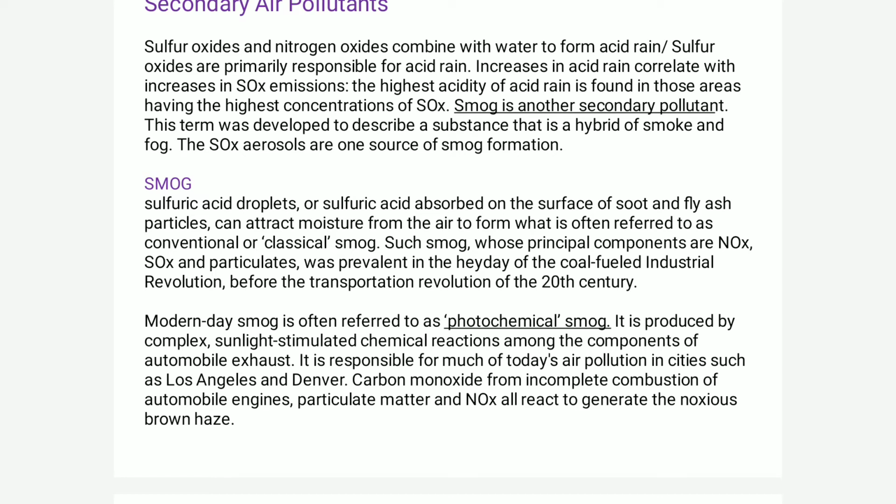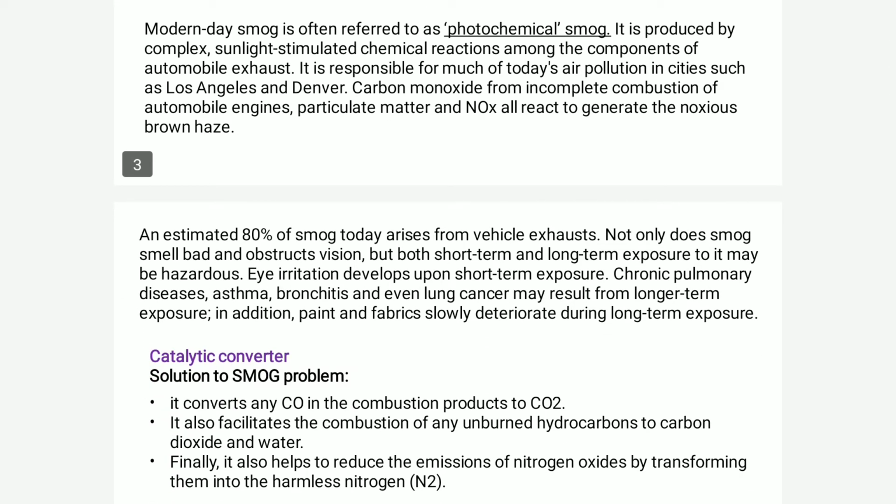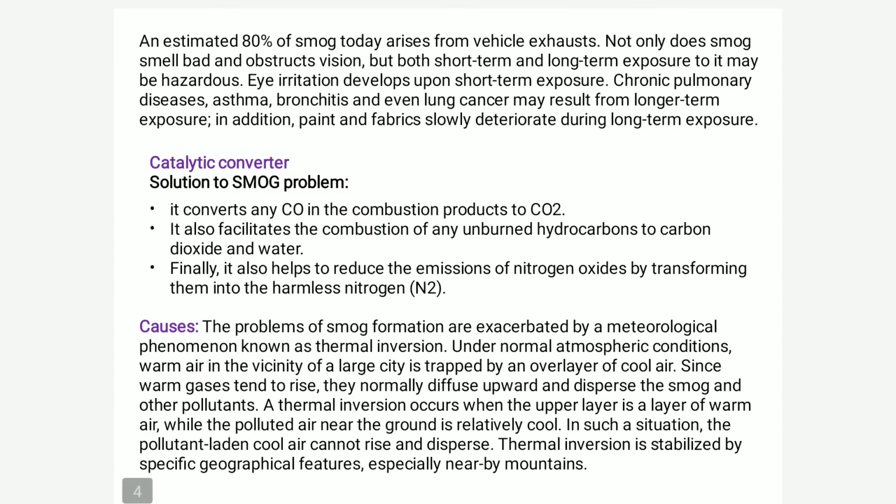Modern day smog is often referred to as photochemical smog. It is produced by complex sunlight-stimulated chemical reactions among the components of automobile exhaust. It is responsible for much of today's air pollution in cities such as Los Angeles and Denver. Carbon monoxide from incomplete combustion in automobile engines, particulate matter, and NOx all react to generate the noxious brown haze. An estimated 80% of smog today arises from vehicle exhaust.